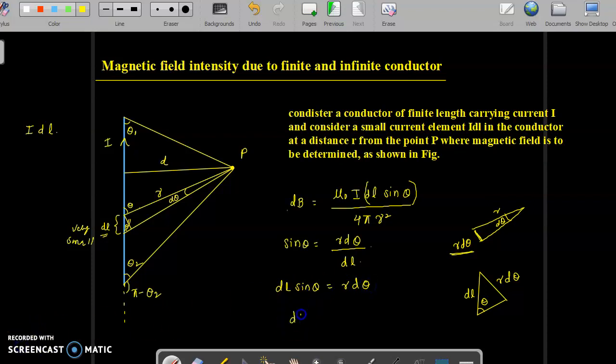So dB becomes μ0 I, and instead of dl sin θ we can write r dθ, upon 4π r squared. So there is a common term in the numerator and denominator, so it gets cancelled. So now we can write dB as μ0 I dθ upon 4π r.